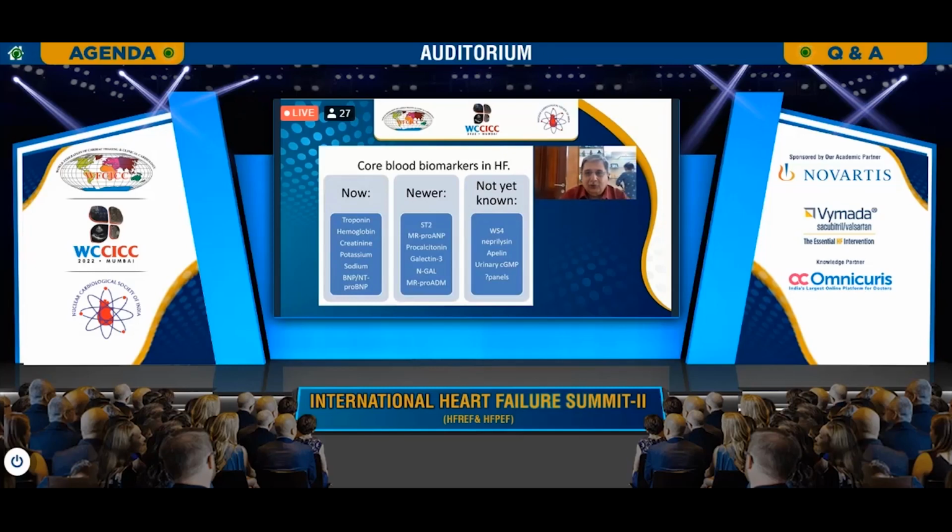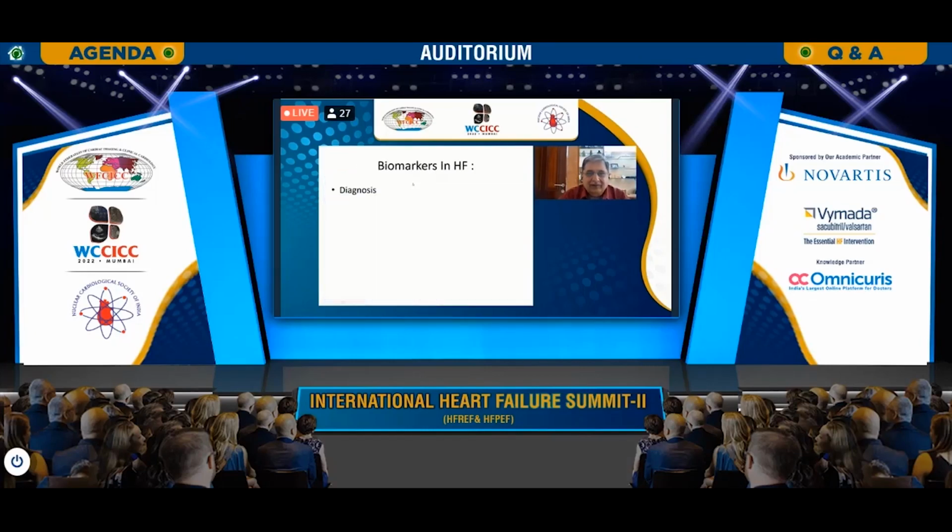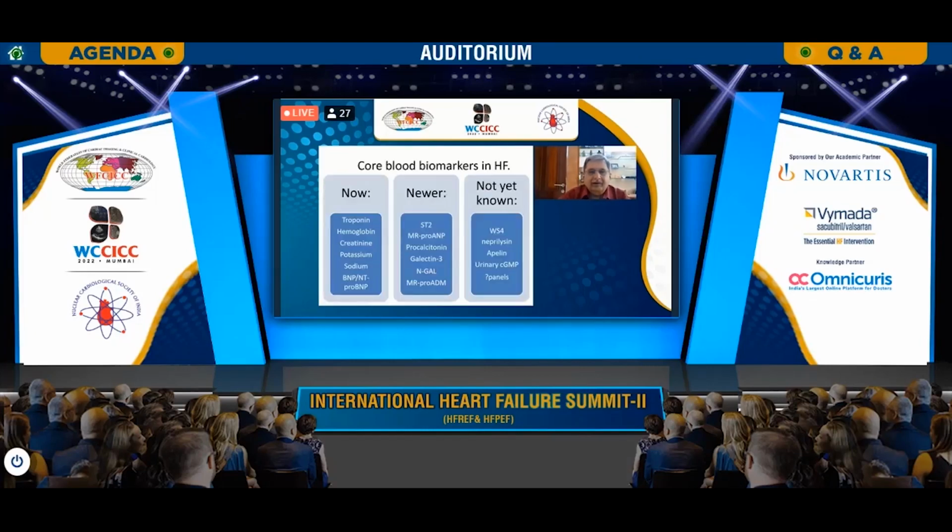So these are some of the known and not so known biomarkers. For example, we all know NT-proBNP and BNP, but there are some which we forget, and that is troponins, creatinine, and various other things. The newer ones are ST2, MR-proANP, procalcitonin, galectin, NGAL, and MR-proADM. And there are some which are not yet fully quantified, such as neprilysin and apelin, etc.